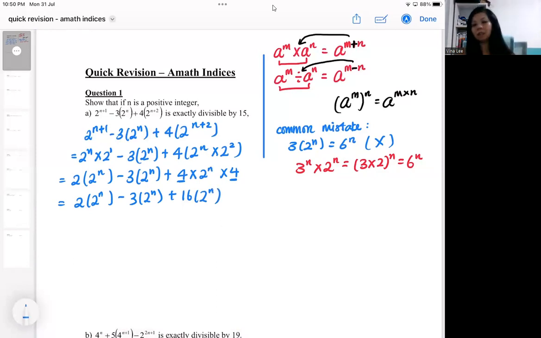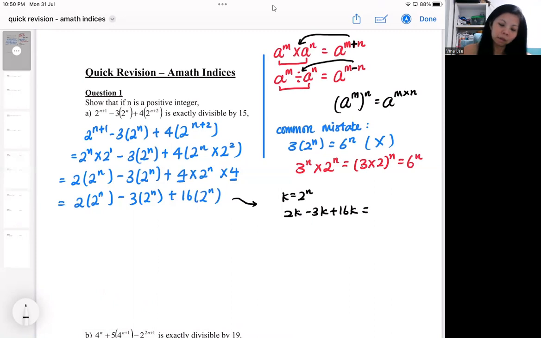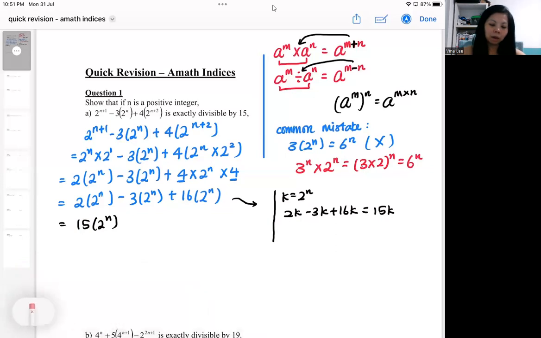Okay, so at this point, there's nothing you can do already because there's no power for you to break. So you can continue from here. If you are the kind who works better with substitution, then you can think of it as 2k minus 3k plus 16k. If you do 2k minus 3k plus 16k, then you will get 15k. So you can think in the substitution idea, or you can directly do 15 times 2^n. So you get a multiple of 15.